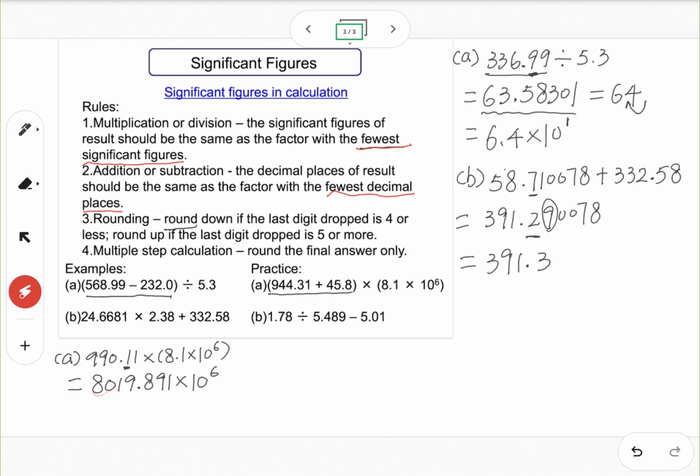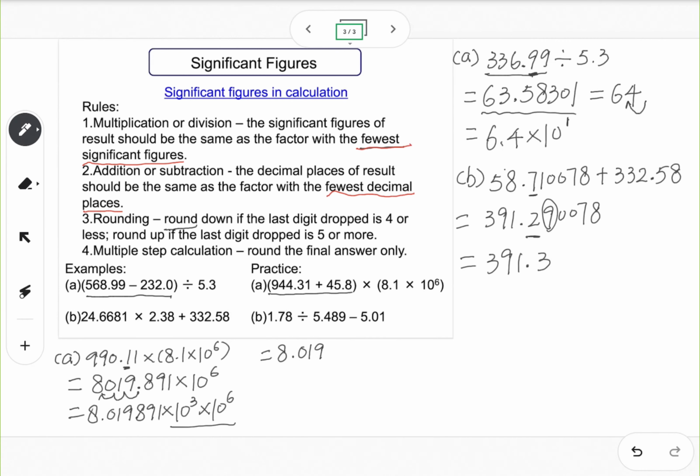But as you notice, the problem is that if you are supposed to have 2 significant figures, it's not very obvious how you want to drop the tail, right? So what I would suggest is you write the significant figures of this number first. That means you move this decimal point to your left 3 times. That will give you 8.019891 times 10 to the 3rd, and you still have 10 to the 6th behind. Now let's combine these two because we want to make it simpler. So that will give us 8.019891 times 10 to the 3 plus 6, that's going to be 9.